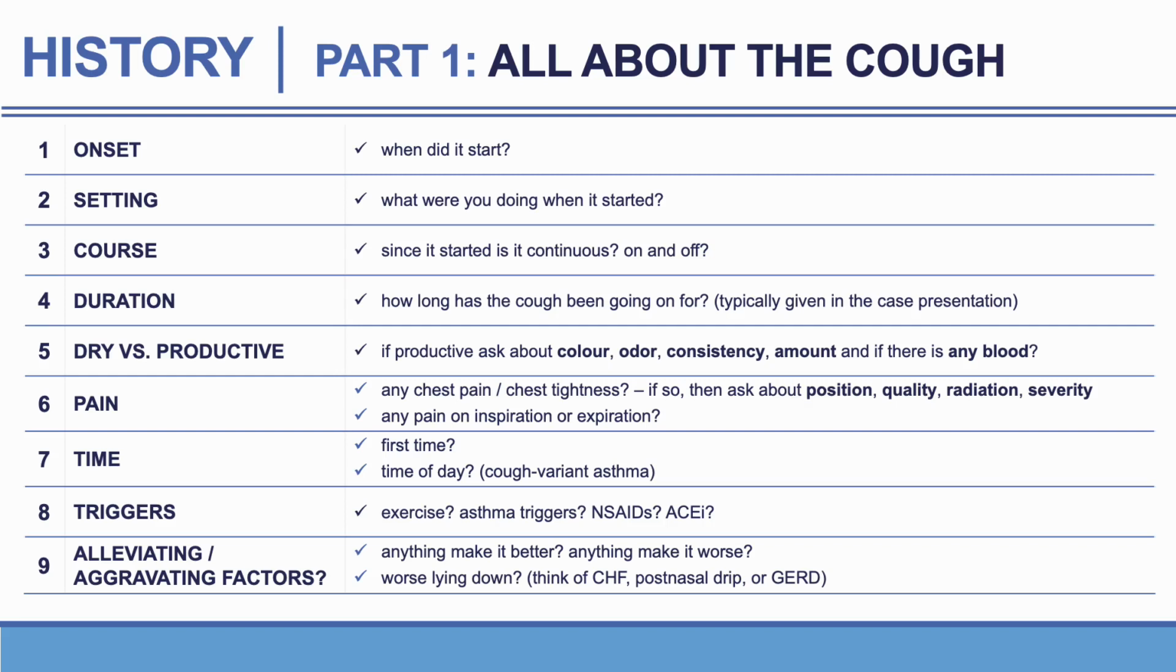Then I like to have a heading on my notes when I'm outside the room. I like to write time, because that's typically an important question with any case. And in a chronic cough, you would want to know if it's the first time they've experienced a cough like that. And another type of question that comes with time is what time of day the cough occurs at. And that can give you a clue to cough variant asthma, which typically occurs in the middle of the night, like 1, 2, 3 a.m.